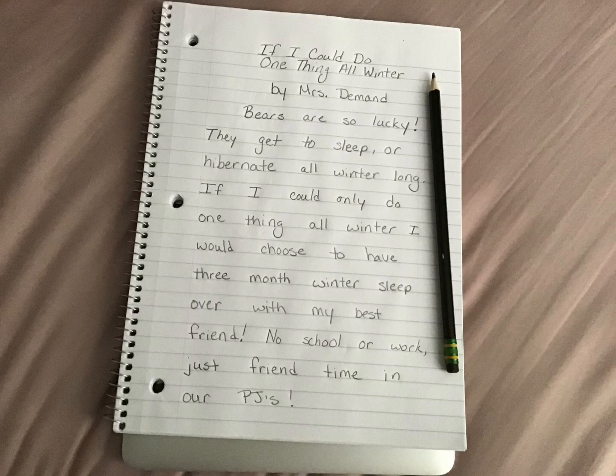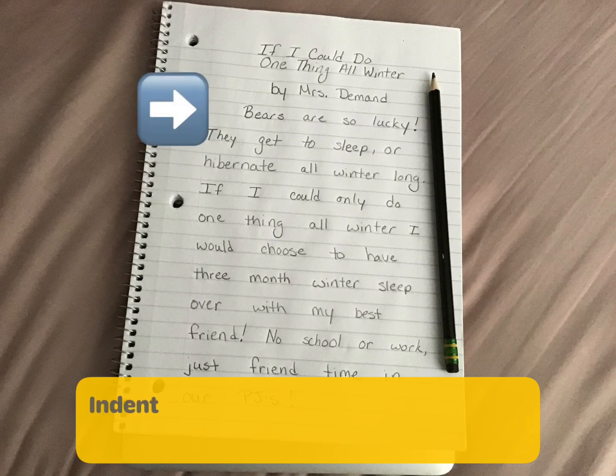Also, boys and girls, let's point out a few things. 1, I skipped lines. We expect you to skip lines too. It is much easier to edit, and it is much easier to read. 2, I used my neatest handwriting. I can understand and read everything I wrote. And 3, I indented my paragraph. Do you see the word bears? How it starts a little bit over to the right. Well, that's because it's an indent, and skip lines.